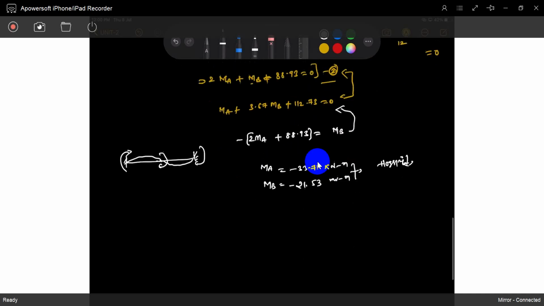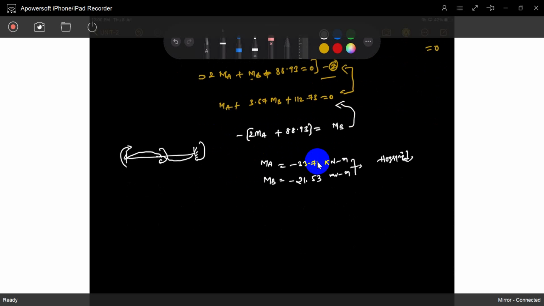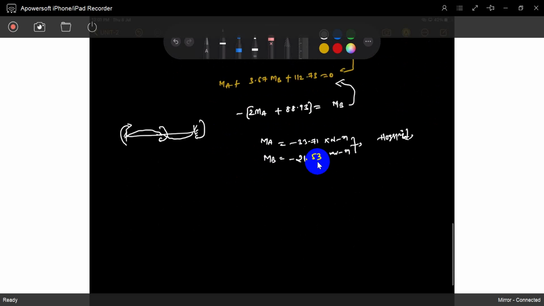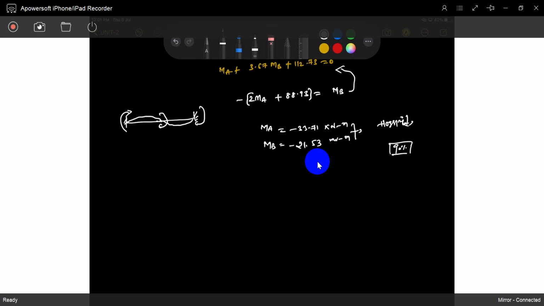If you got MA and MB, then the problem is ending, the problem is almost 90% over. Then you have to find out the shear forces. So understood? This is 20, this is 2, this is 10, this is 8, this is 4.